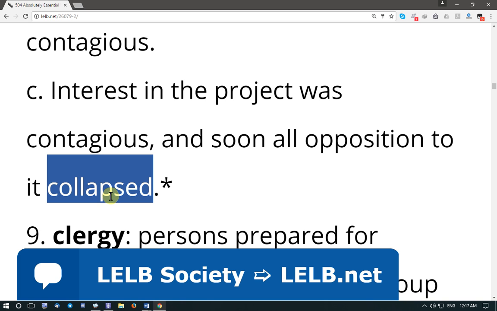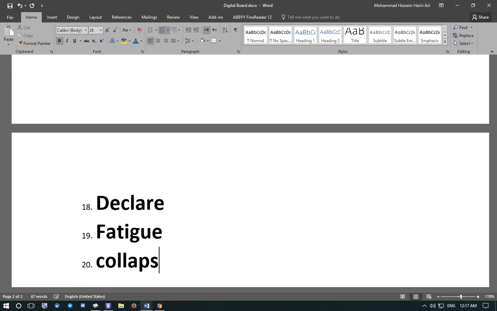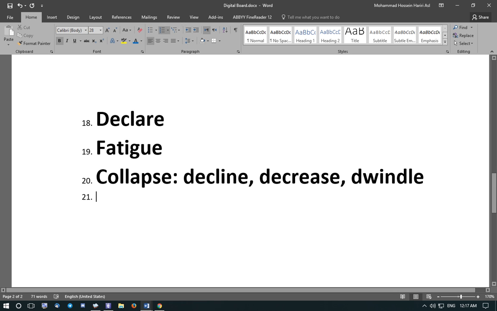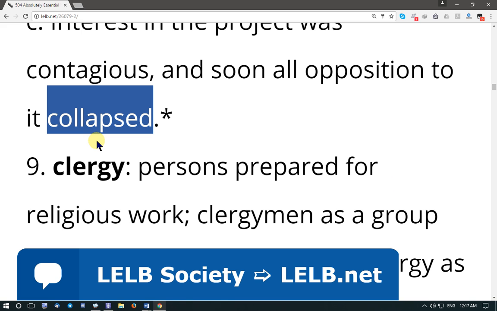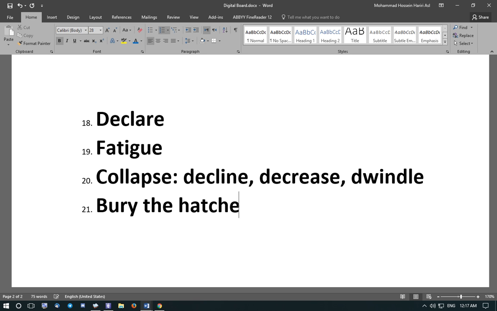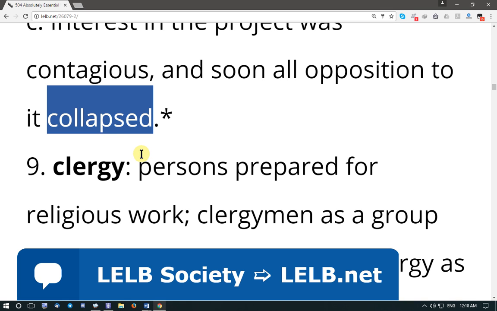Decline. Let me write it down. These are some synonyms: dwindle, decrease. So people just buried the hatchet. Bury the hatchet means make peace. It's an idiom. Because that project perhaps was financially interesting.